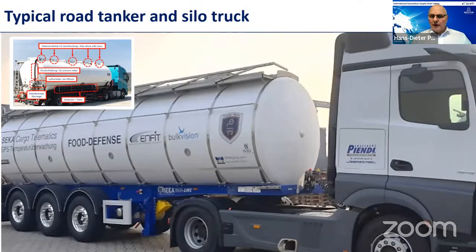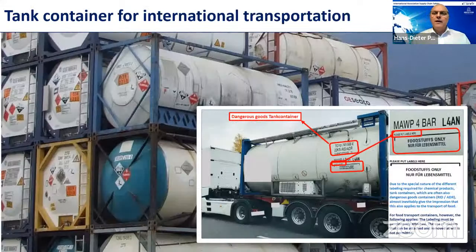And what is a typical trailer? Of course, I do not have an American trailer here, but this is a European trailer. It looks a little bit smaller maybe than the trailers in America, but the system and the understanding is the same. You see, this is a trailer for transporting liquids, maybe an oil, liquid chocolate or something like this. And on the left side in the corner, you see a silo truck that is used maybe for powders and for granules.